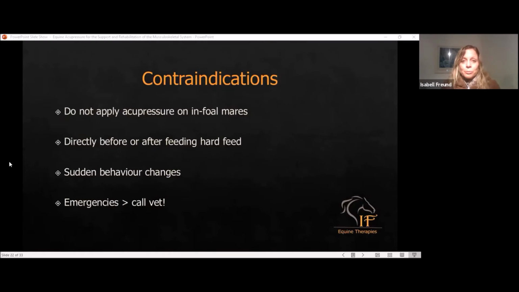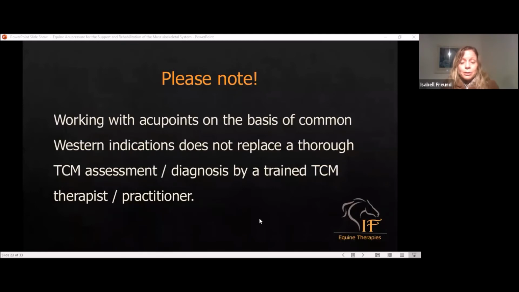Before we start with the acupoints, I would like you to take note that there are a few contraindications. Do not apply acupressure on in-foal mares, because there are certain points that can cause abortion. It doesn't mean that we can never work with TCM on in-foal mares, it's just that you need to know what you're doing. Also avoid it directly before or after feeding hard feed. With sudden behavior changes, make sure there is no underlying physical issue before you address it. And in any emergencies, please call the vet. I've touched on that before.